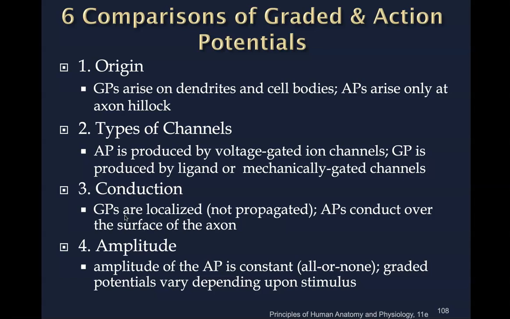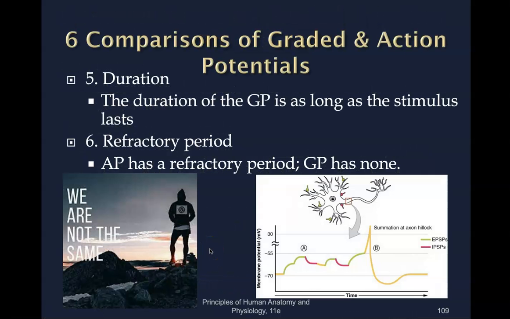Number 4, amplitude. So the amplitude of the action potential is always going to be constant, right? Because it's all or none. So again, either you're going to go all the way for that action potential, or not at all. The graded potentials are going to vary depending upon the stimulus. And so this is how our graded potentials can eventually lead to an action potential. We're going to talk a little bit more about this in this lecture.